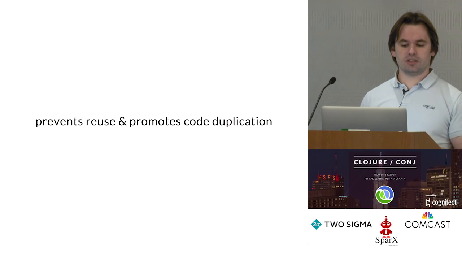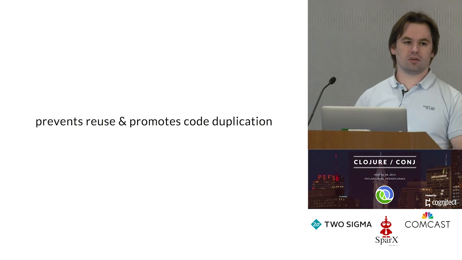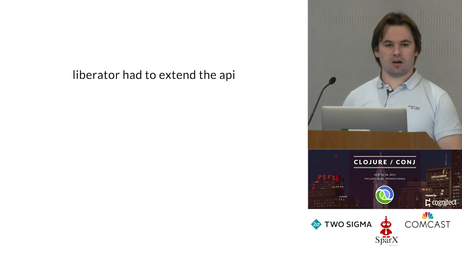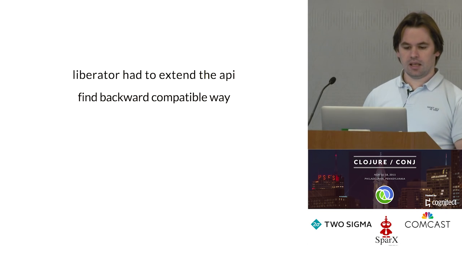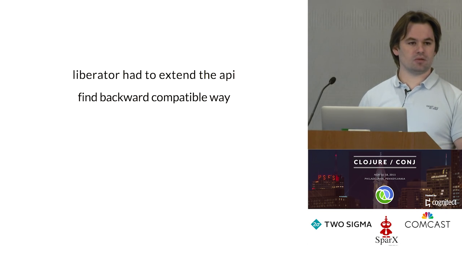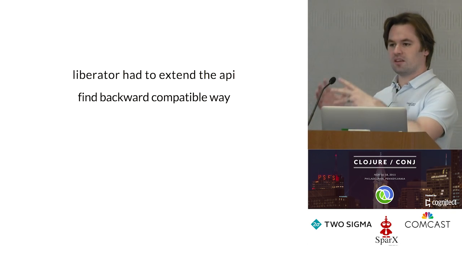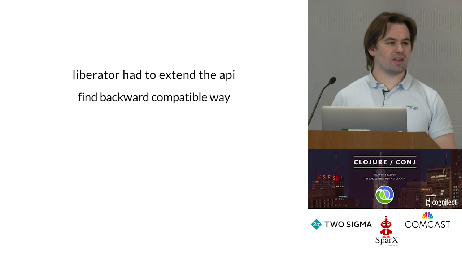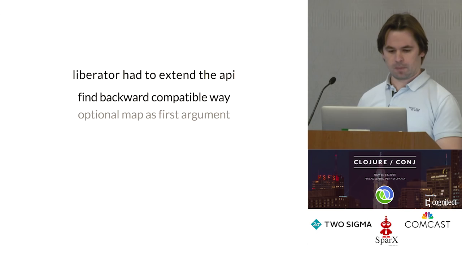This actually prevents reuse and promotes code duplication, or even worse, people doing all kinds of magic stuff, wrapping macros with macros with macros. So in this case, Liberator had to extend the API and find a backward compatible way to do it, because we have all those code running in the wild, and they didn't want to change this core API or the signature of this core macro in a way that people have to do an upgrade or a major breaking upgrade.